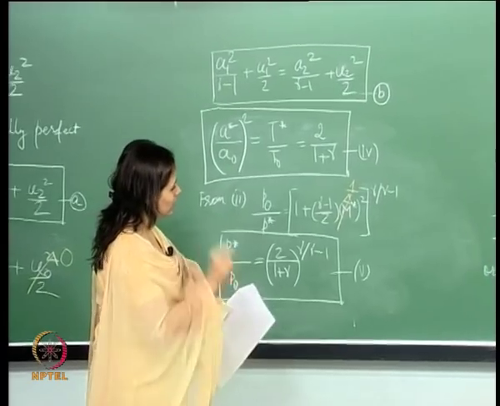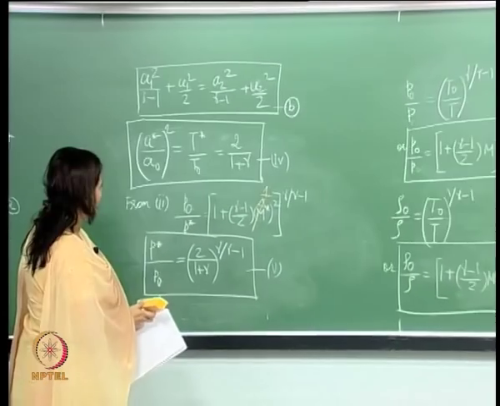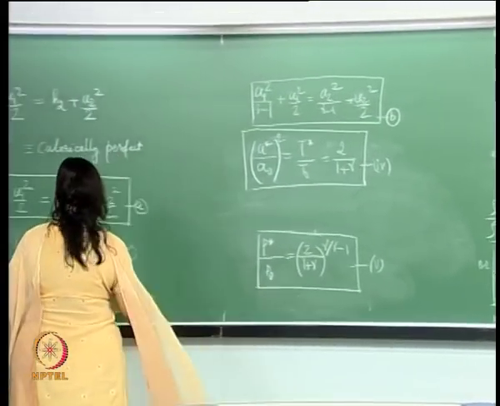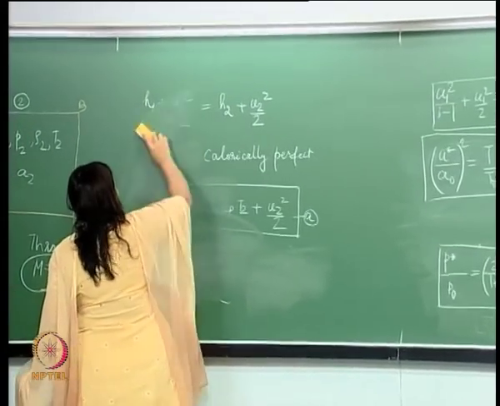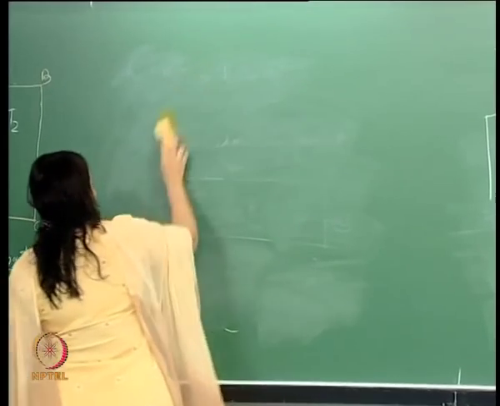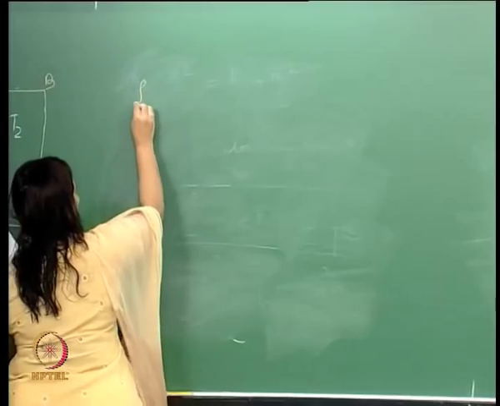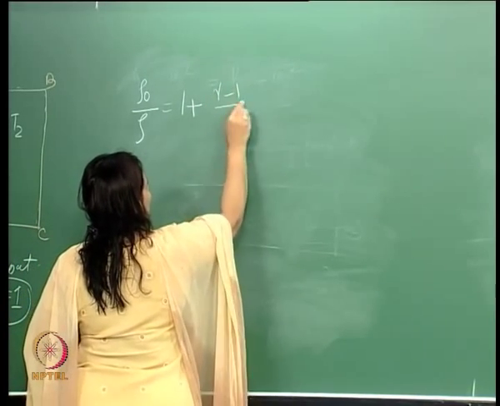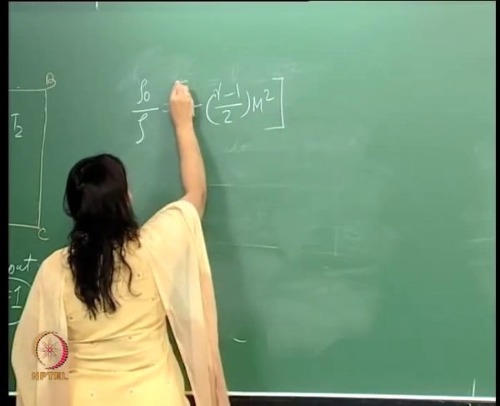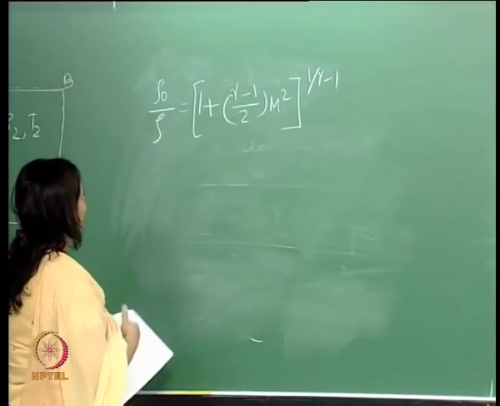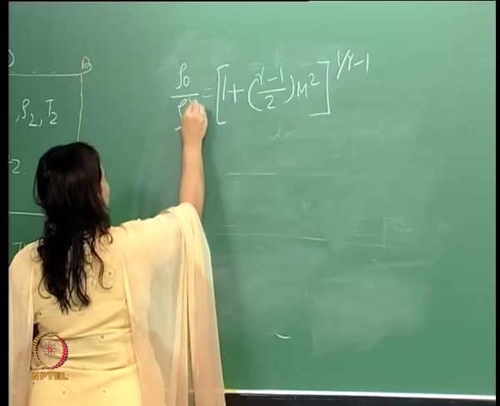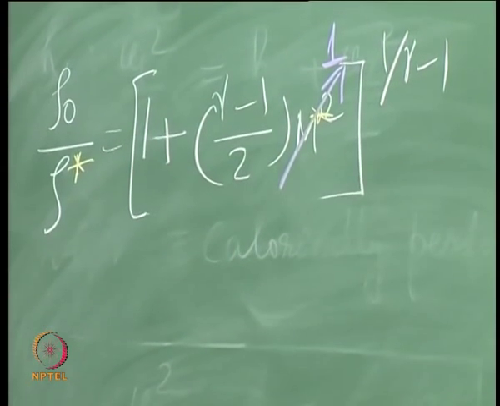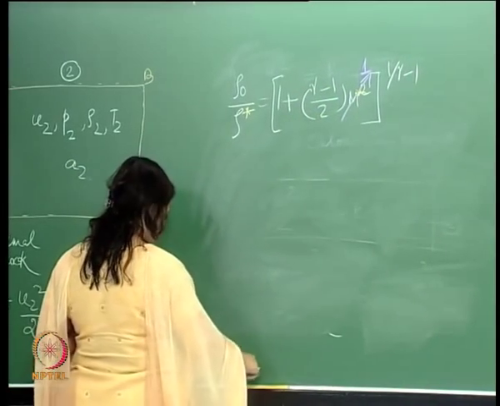Okay, so basically, we'll use expression 3. If I use expression 3, this is what we get. So essentially, this is the relationship. Now, the expression 3 is... So again, let us consider this to be the throat condition. So then this becomes that, and this M square goes to 1 because it is the throat. So therefore, what we get again is essentially this.